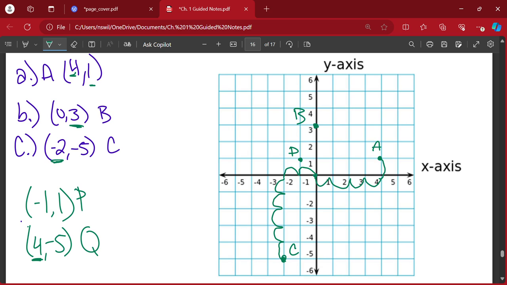There's point P. For Q, are we going to go left or right? We're going to go left 4. And then are we going to go up or down 5? We're going to go down 5. So 1, 2, 3, 4. Then 1, 2, 3, 4, 5. And there's point Q.